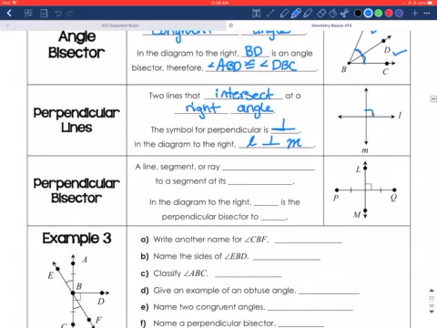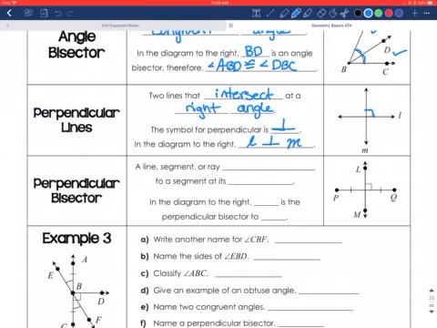And we only know this because of the box. If we don't have the box, we don't know it. We can't assume it. I could do something like this and say, hey, does that look like 90 degrees? And you could say, yeah. And I say, no, it could be 89.9. We don't know it's 90 degrees unless they give me that box, okay?